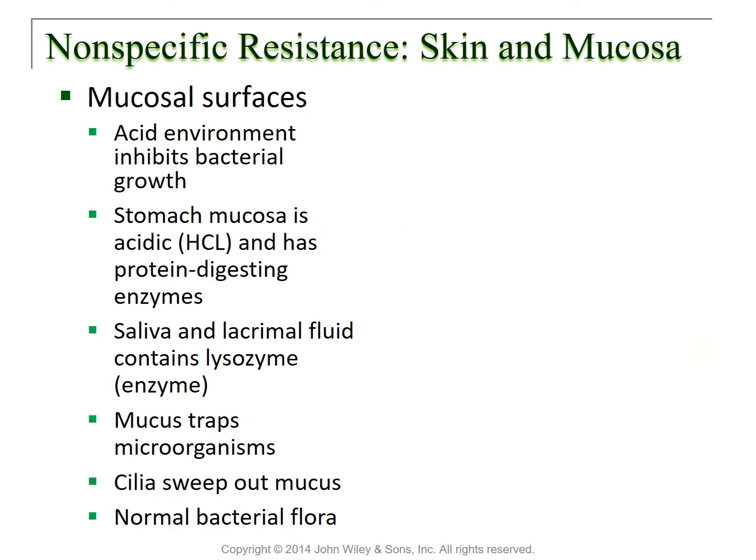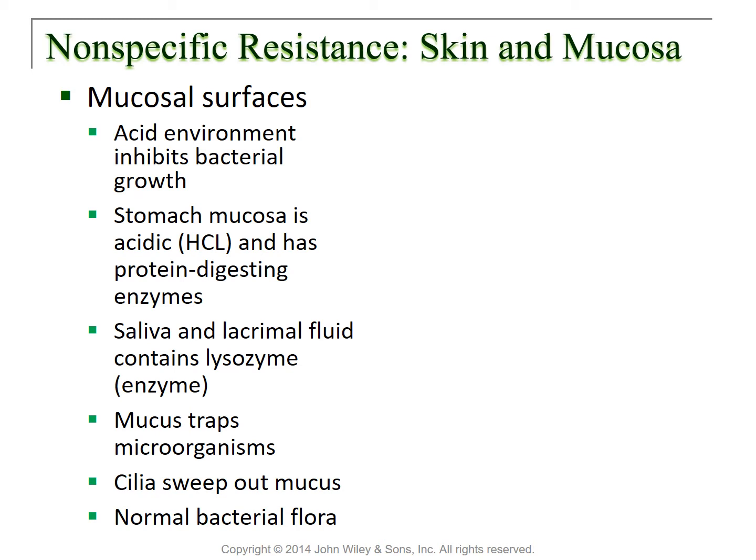So the mucosa is your epithelial lining on surfaces that are not covered by skin. And on mucosal surfaces, you have a number of things that keep bacteria from growing. First of all, an acidic environment inhibits bacterial growth, and so you're going to see particularly the stomach mucosa being acidic and having protein digesting enzymes, but virtually all of the mucosal surfaces do have an acidic environment. Secondly, saliva and tears, lacrimal fluid, contain lysozyme, and this is an enzyme that is antibacterial. The third thing is, particularly in the respiratory and the digestive tract, you have mucus that traps microorganisms.